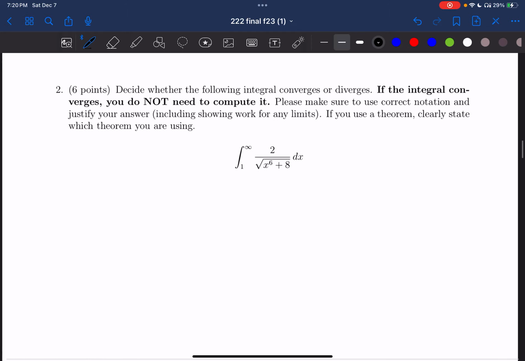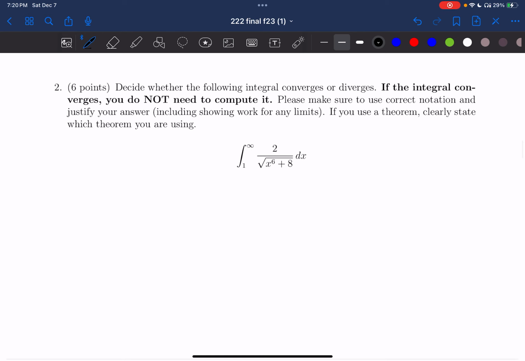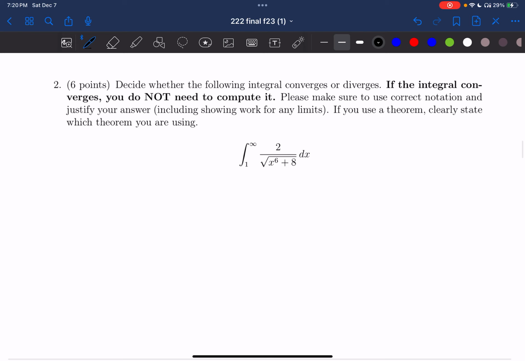Okay, decide whether the following integral converges or diverges. If the integral converges, you don't need to compute it. Make sure to show correct notation, including showing work for any limits. If you use a theorem, clearly state so. This is a pretty easy comparison theorem type of thing. Once you do Calc 2 enough, you should know this immediately.